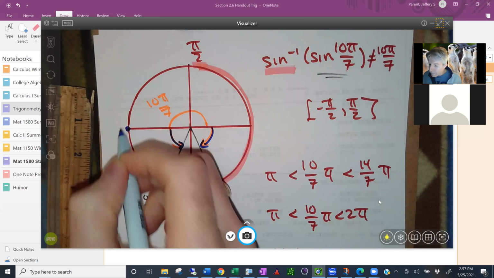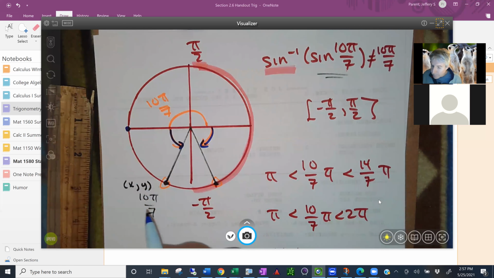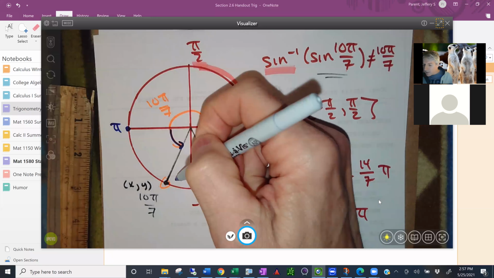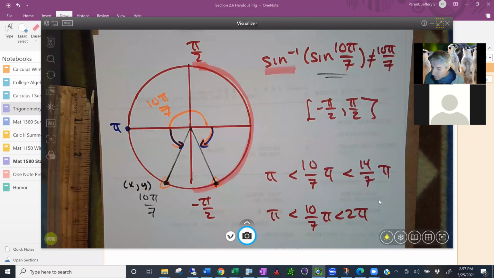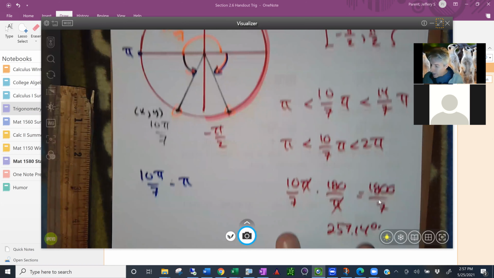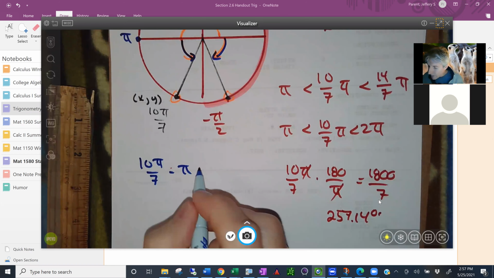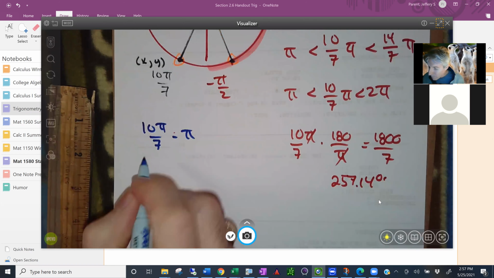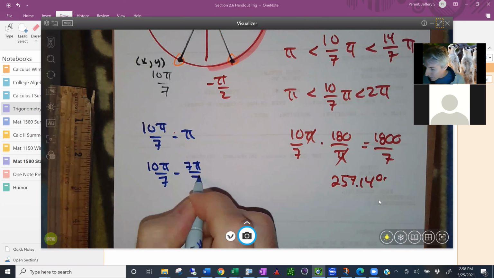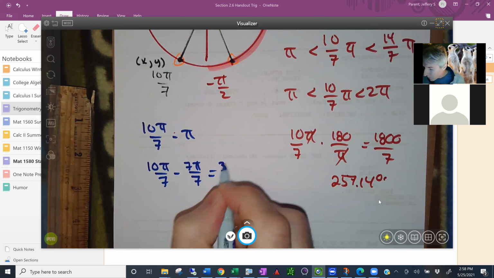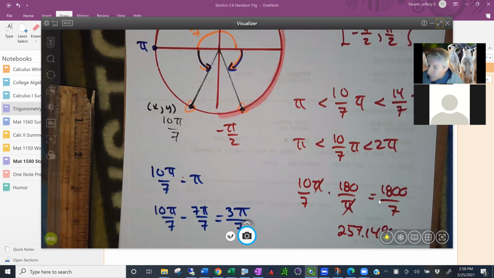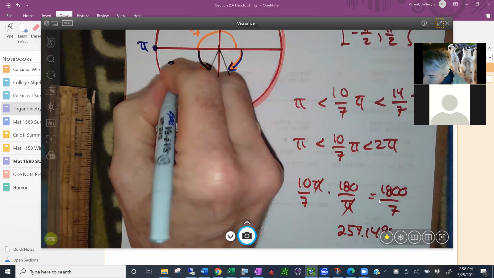So what's this angle halfway around in radians? Remember what that one's called? Pi. So I want to know how far past pi is this angle. So I can do 10 pi over 7 minus pi. And because these don't have a common denominator, let me rewrite that as 10 pi over 7 minus 7 pi over 7, which gives me 3 pi over 7. So that's this little piece right here, 3 pi over 7.